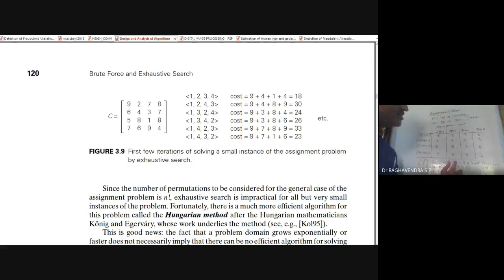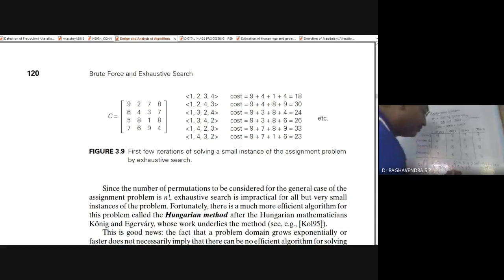The first combination is 1, 2, 3, 4. This is the first combination. The second combination is 1, 2, 4, 3. By keeping 1, 2 constant, I am going to change the third element and fourth element. So that is the combination.